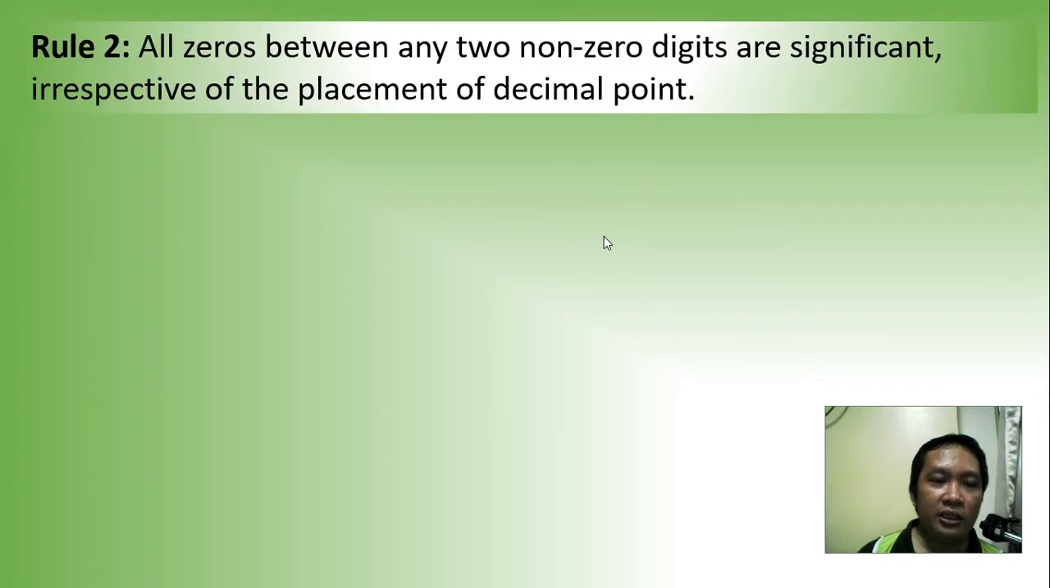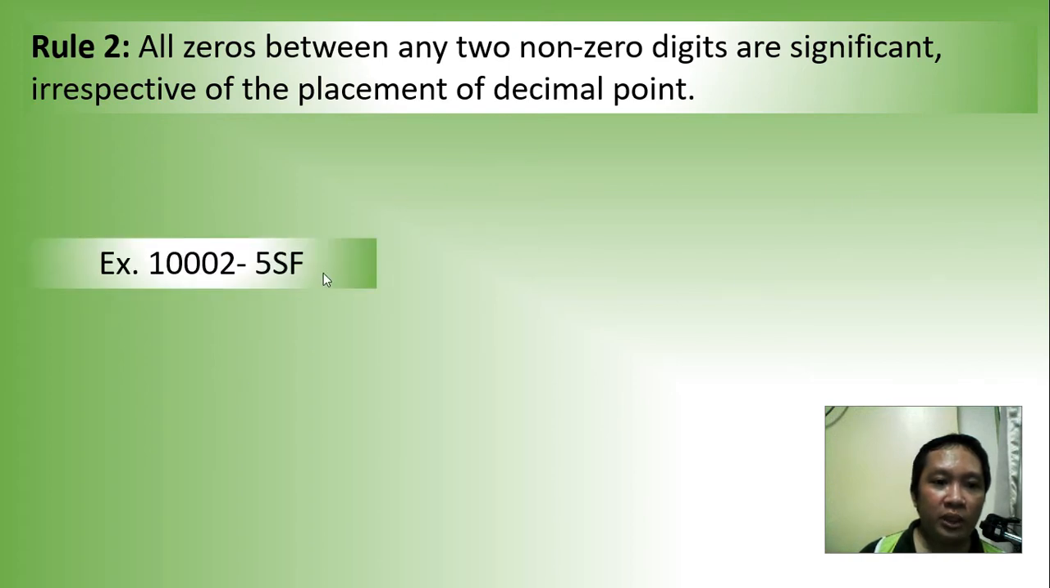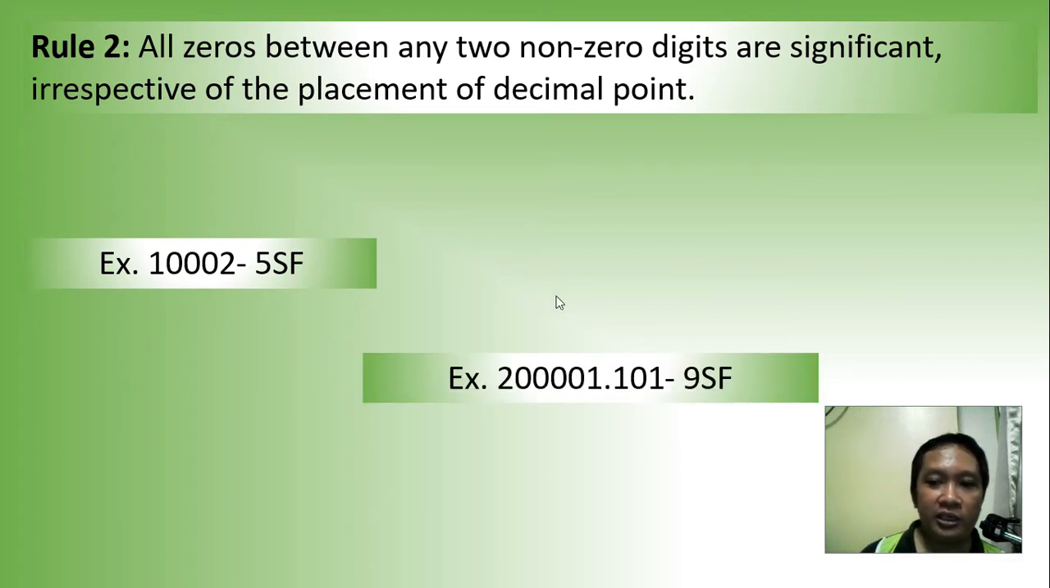Okay. Next, rule number 2, all zeros between any two non-zero digits are significant. So this is irrespective of the placement of the decimal point. Okay, so for example, we have 10,002. All of the zeros that are between two non-zero digits 1 and 2 are significant. So in this case, there are 5 significant figures. Okay, another example is we have 200,001.